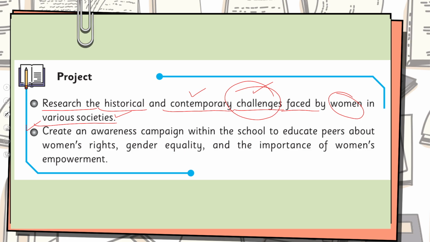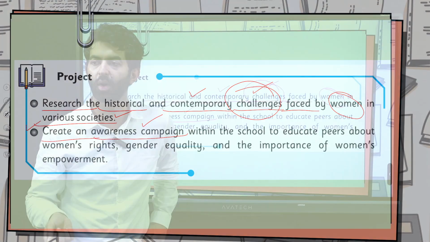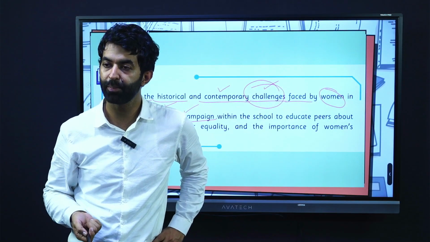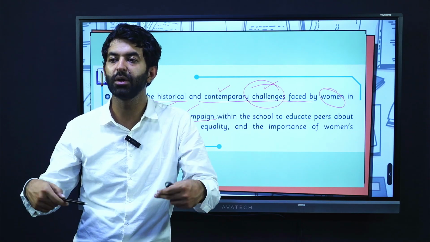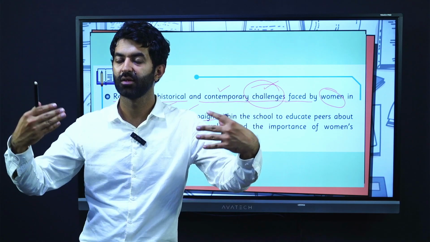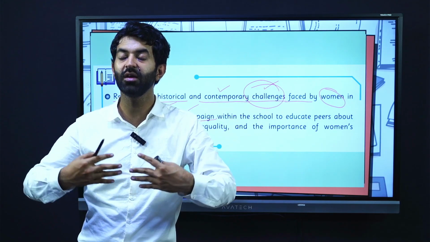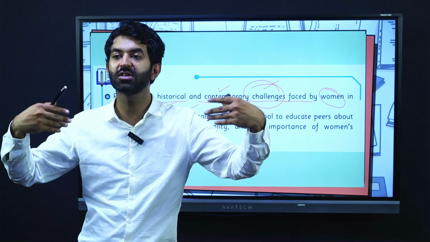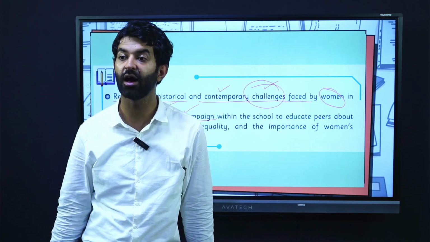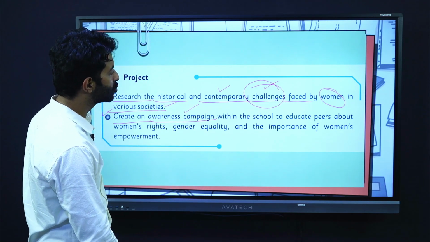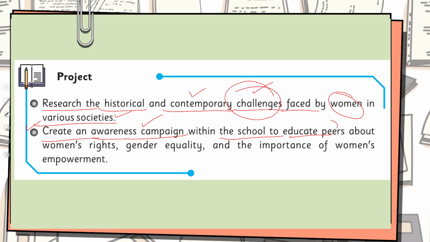Now after identifying the challenges we are supposed to create an awareness campaign. एक awareness campaign चलाएंगे जिसमें बहुत सारे लोगों को आप इन्वॉल्व करें. Awareness campaign हो that these are the things that people should be aware of. A campaign, all right, it's like a free big advertisement. Knowledge दें लोगों को, campaign चलाएं awareness के लिए within the school to educate peers. Peers are your fellows about women's rights, gender equality.